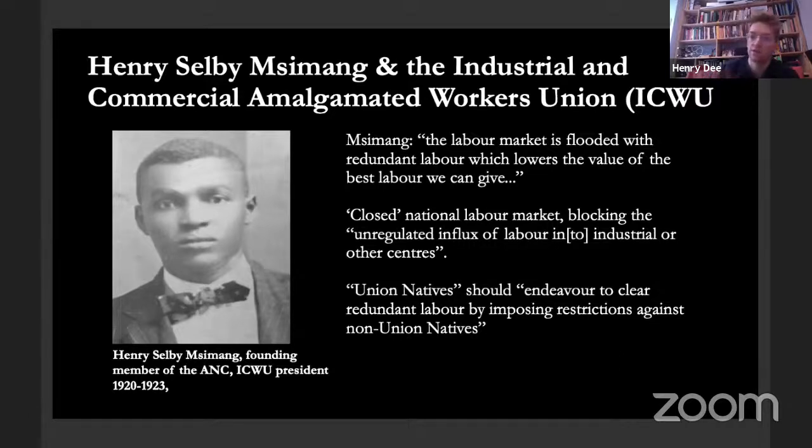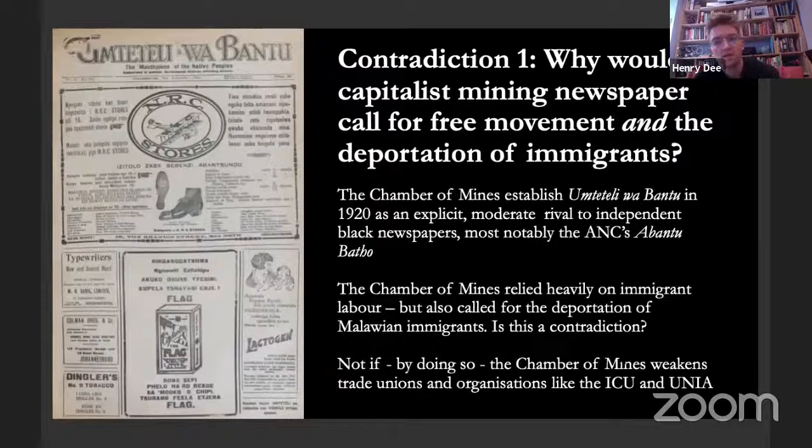So it's not restricted to white labor politics; anti-immigrant sentiment is also prevalent within Black worker politics from the 1920s. Umsamang writes these ideas in a chapter, which is owned by the Chamber of Mines. And you might think, okay, here there's a contradiction. Why would an organization which is entirely reliant on Black immigrant workers push these anti-immigrant ideas?